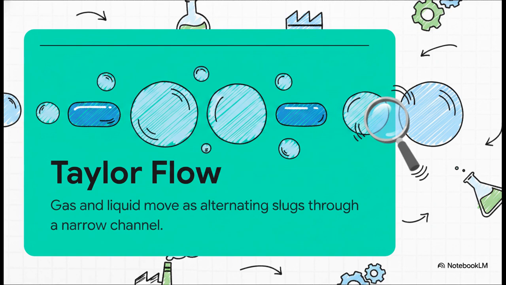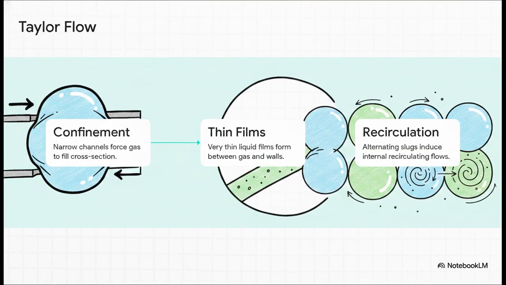When you force gas and liquid through these incredibly narrow channels, they organize themselves into an alternating pattern of gas bubbles and liquid slugs. It's really something to see. Notice exactly how this builds efficiency. By restricting the channel diameter, engineers physically force the gas bubbles to expand until they fill the entire cross-section of the channel. As that gas bubble pushes through, it creates micrometer-thin liquid films against the catalyst-coated walls.